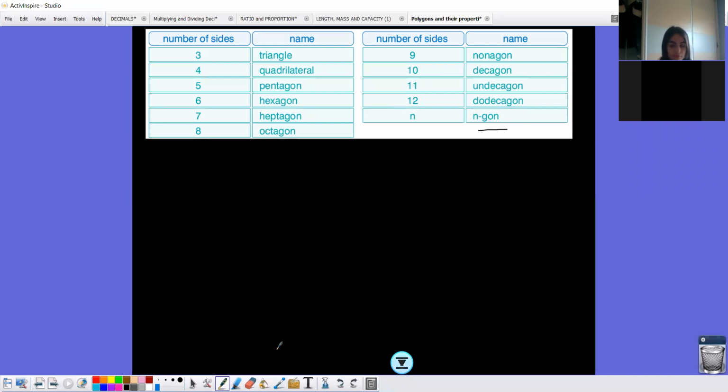If you know the Greek numbers, it's very easy to understand. Penta is 5, hexa is 6, hepta is 7, octa is 8. You have them also, these ones in the book. If you want, I can wait for you to write, or I can continue to see the other parts.